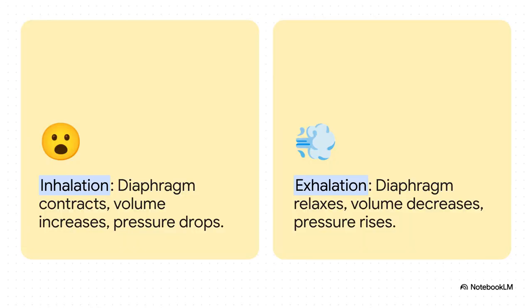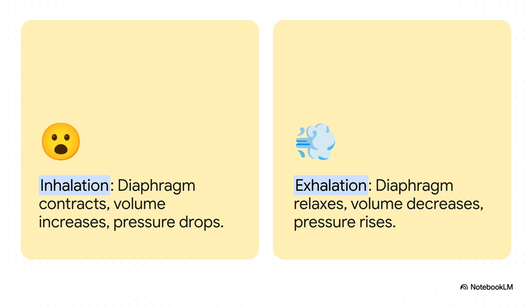But to keep that concentration gradient nice and steep, we have to constantly refresh the air in that internal tennis court. This is ventilation, or breathing. When you inhale, your diaphragm, which is that sheet of muscle right under your lungs, actively contracts and flattens out. This physically expands the volume of your chest cavity, making the internal pressure drop, which basically vacuums the higher pressure outside air straight into your lungs.